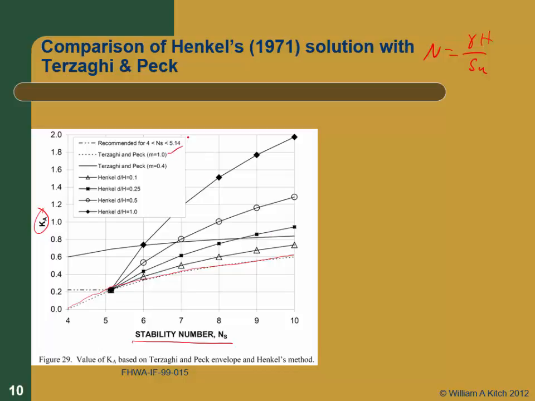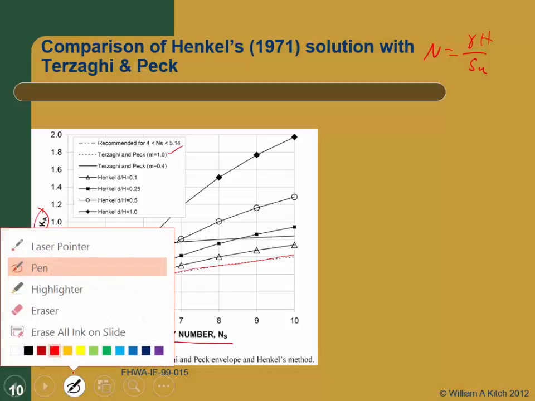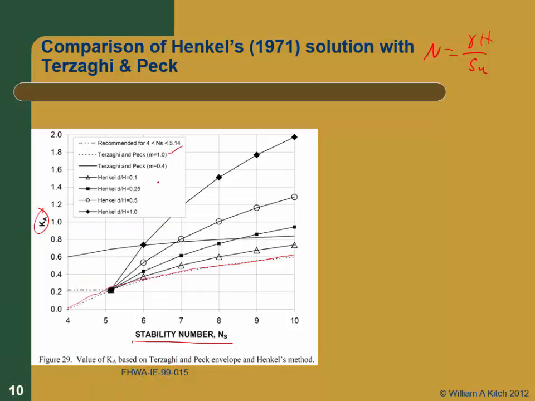M is equal to 1. So that's the case where you have a competent base. This is Terzaghi and Peck's recommendation for the case where M is equal to 0.4, so that was the case, remember, for the Norwegian walls, where we have a soft base underneath, and we saw much higher earth pressures.